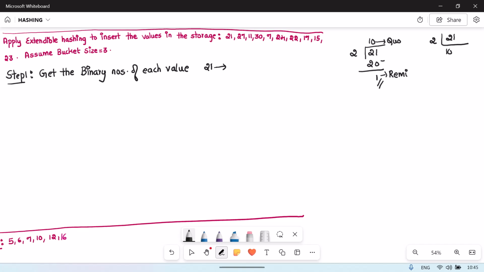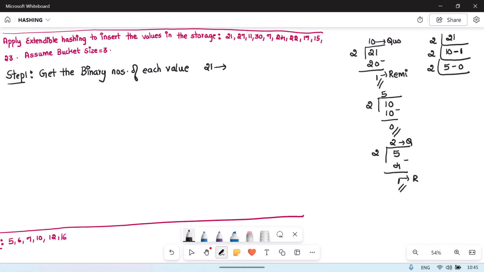So write the quotient over here and the remainder, put a dash and put the remainder like this. Likewise, again you do. So 10 is the value. 2 times 5 is 10. Subtract it, you are getting the value 0. So write the quotient here and the remainder to the right like this. Again 5. So 2 times 2 is 4. Subtract it and you'll get the value 1. So the quotient is this and the remainder is 1. So the quotient comes here and the remainder is 1.